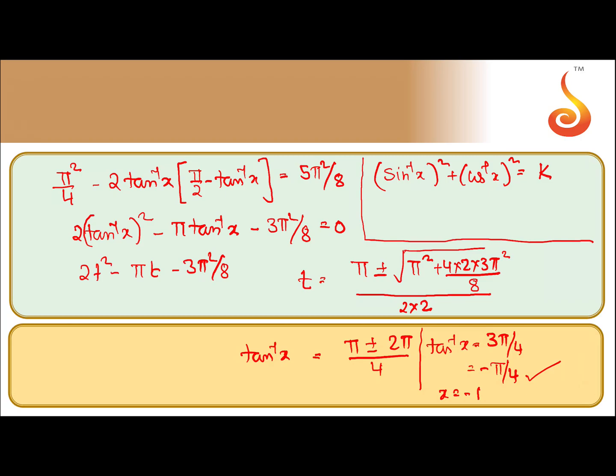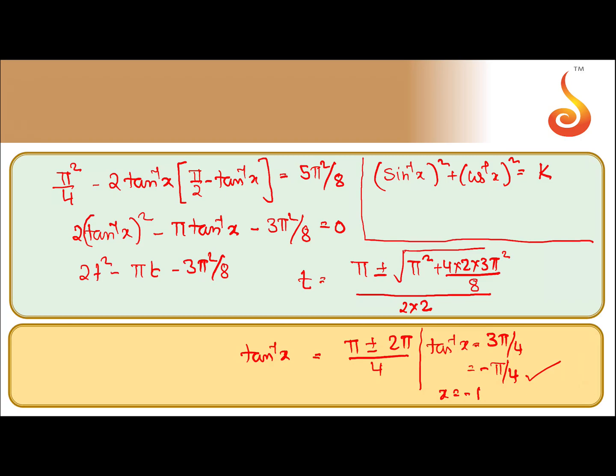So I repeat once again what we use. (a plus b) whole square is a square plus b square plus 2ab, but we require a square plus b square, which is equal to (a plus b) whole square minus 2ab.